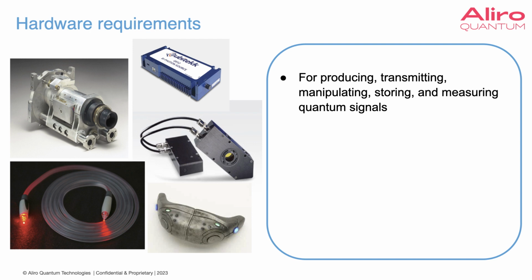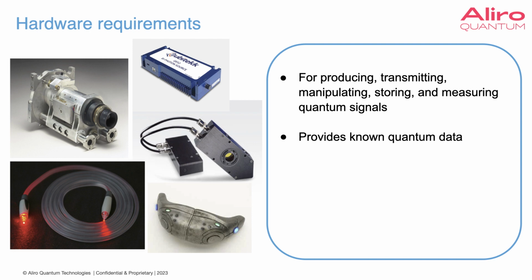Now, for quantum networks, a lot of this hardware will be geared towards qubits in the form of photons, or particles of light. And qubits are very sensitive to external noise. So not only do we need hardware that's capable of doing these things, producing, transmitting, manipulating, storing, and measuring, but the hardware also needs to be able to do these things well enough to meet the requirements of our network.